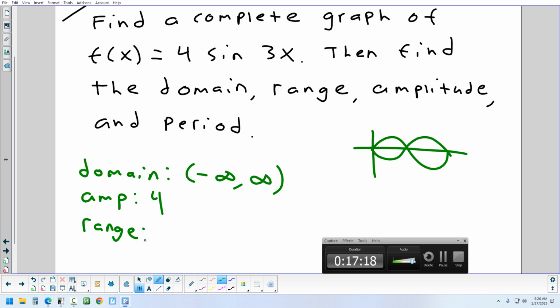Okay. So what's my range going to be? -4, +4. Including or not including? Including. Now, it might not always be symmetrical. If, for example, you shifted that, say, up 2 units, then instead of -4 to 4, it'd be -2 to 6. So you just have to pay attention if you do a shift with it, but we didn't. So we got domain, range, amplitude, and period.